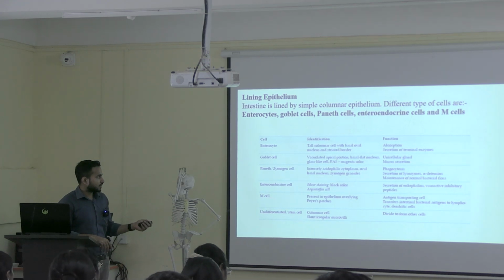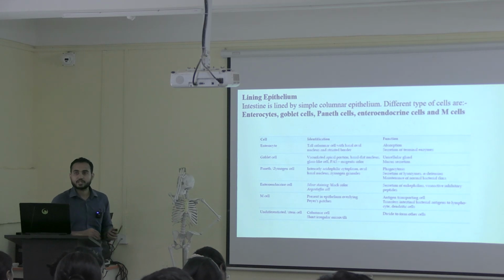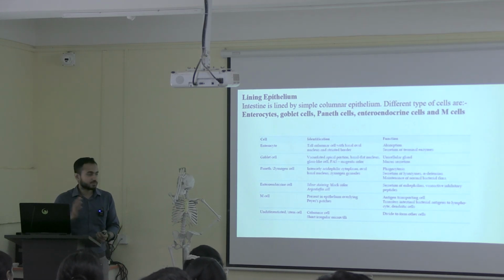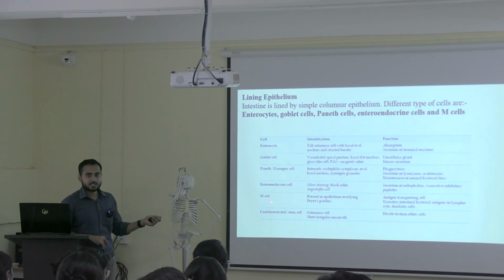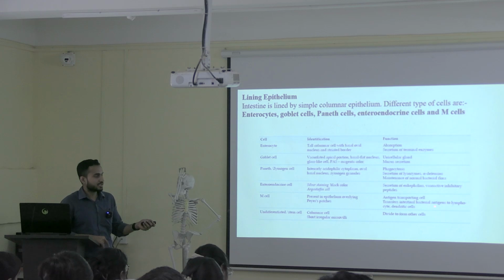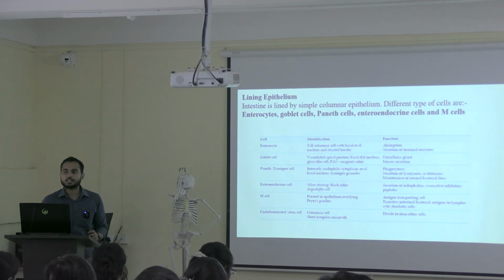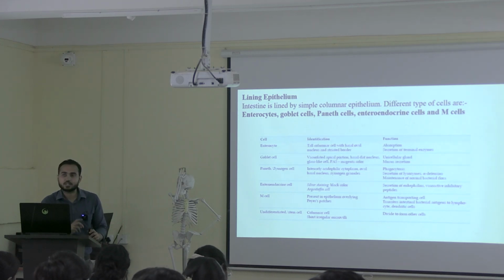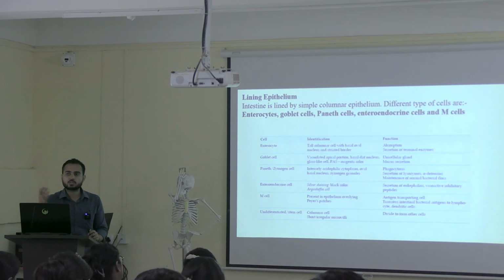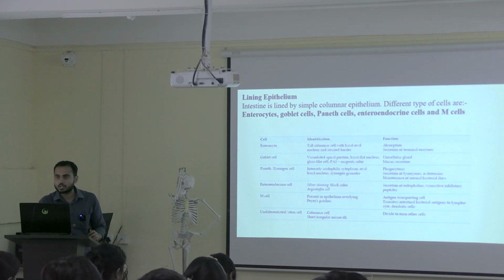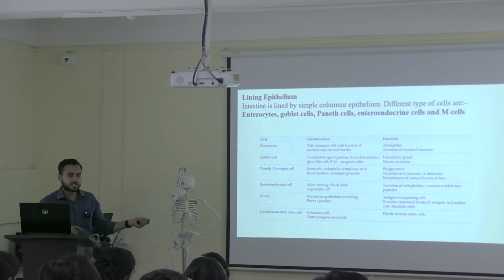Next, M cells are there. These are present in the epithelial lining over the Peyer's patches, means along with the Peyer's patches. What are Peyer's patches? I am coming to this. Now these M cells are nothing but antigen transporting cells. So they will transfer the intestinal bacterial antigen to the lymphocyte or dendritic cell. And after that, the antibody will be produced. So if any antigen enters the small intestine, this particular cell will bind to that, and then it will be passed to the cells which can produce antibody, especially in case of the intestine. So this is the function of the M cells.